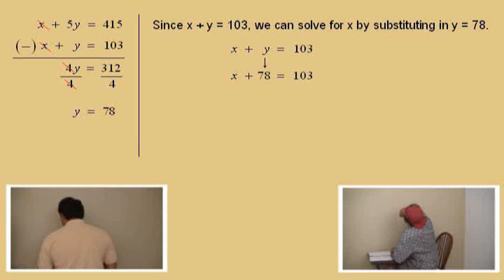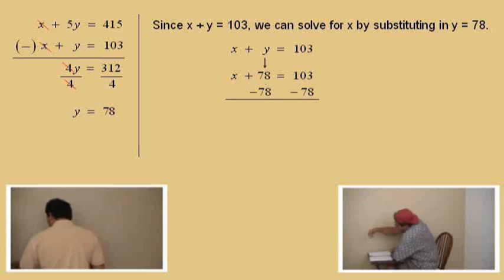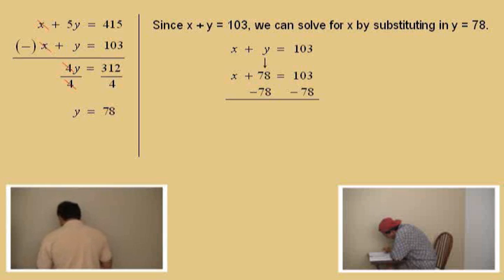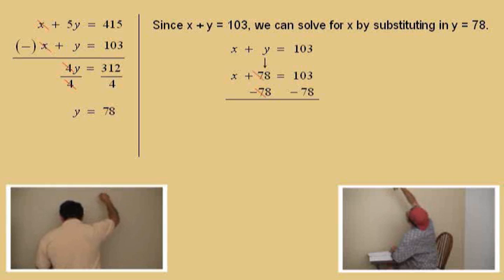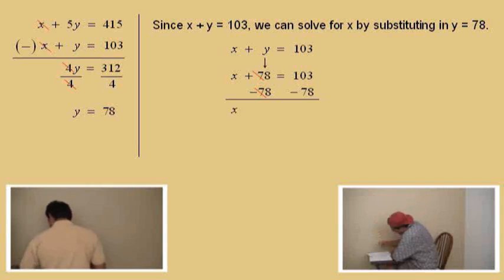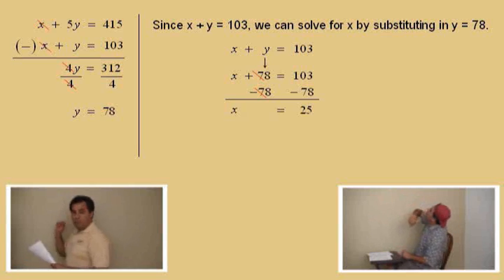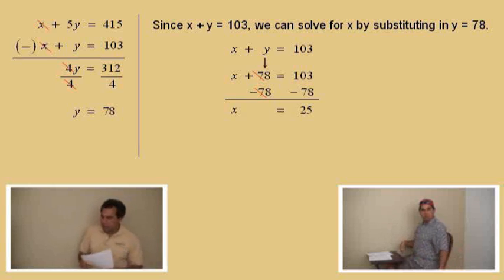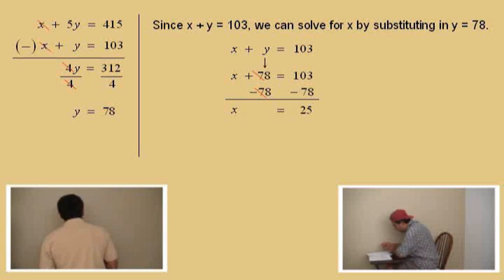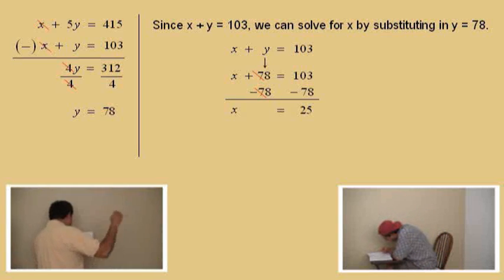Now, Charlie, how do we solve for x? Subtract 78 from both sides, okay? So bring down your bar. Remember, 78 subtract 78 is 0, so those cancel. What's on the left-hand side, Charlie? x. That's right. And the right-hand side is what? 25. Don't forget to put your equal sign in there. So x equals 25 and y equals 78.